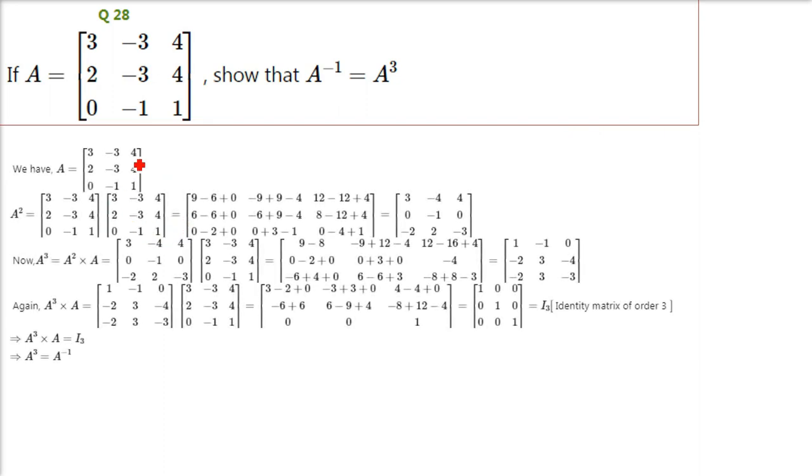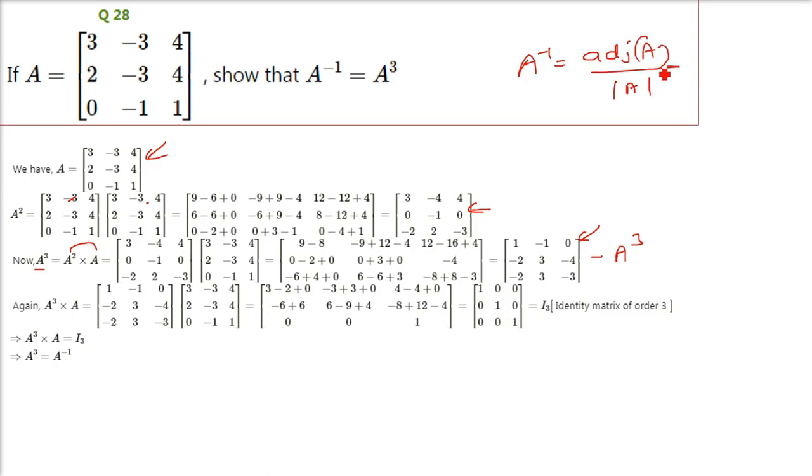So this is A, A square is this one, A into A. This result will come. Then A cube, you multiply A square with A. So you get A cube here. Okay. Now, once you find out the A cube, how is it going to be equal to A inverse? A cube we already found out. A inverse is what? Adjoint A by determinant of A. This is one way you can do it.